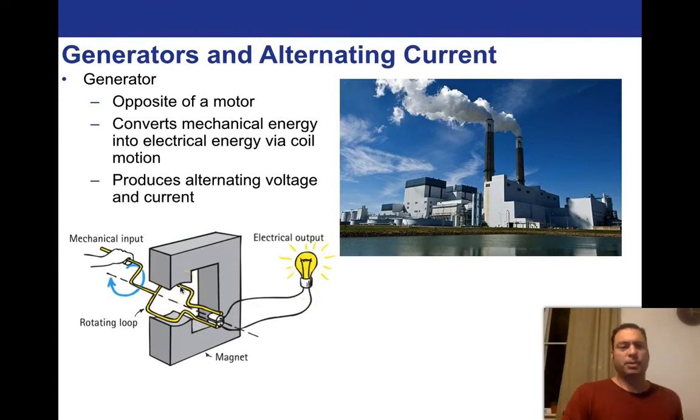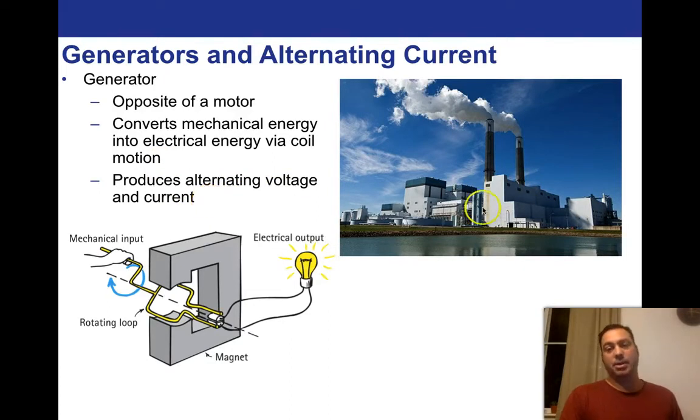In this case, we can reverse the process. Instead of having the loop spin, we spin the loop through some physical process. And as it spins, right here, this spinning induces a current, according to Ohm's law. And we can use that to power a light. So basically, instead of draining power, we manually spin the motor, and it produces an electrical output that can be measured, used, and put to work. This converts mechanical energy into electrical energy via coil motion, and it produces alternating voltage and current, AC.